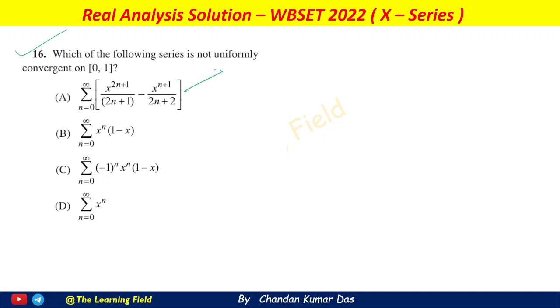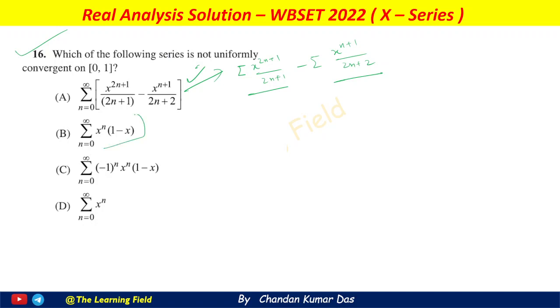Okay, so if we simply break this sum and write this as summation of x to the power 2n plus 1 by 2n plus 1 minus summation of x to the power n plus 1 by 2n plus 2 term, then by the Weierstrass M test you can check that these two series are convergent. Therefore their subtraction is also convergent, therefore this is uniformly convergent. This can easily be verified by using the Weierstrass M test.